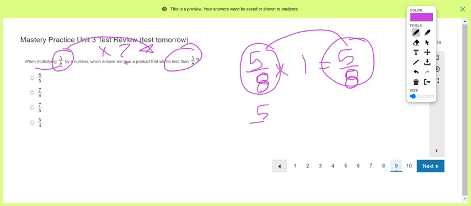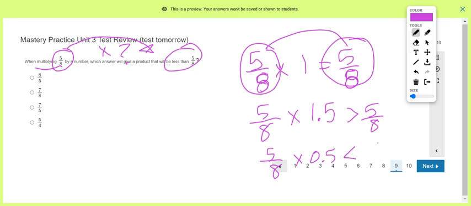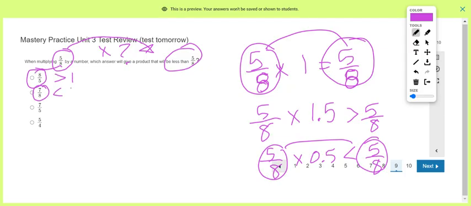But if you multiply by a number that is greater than 1, then that is going to be greater than what you started with. And that is also true if you multiply by a number that is less than 1. If you multiply by a number that is less than 1, then the result is going to be less. So this number 5/8 is greater than 1. 7/8 is less than 1.